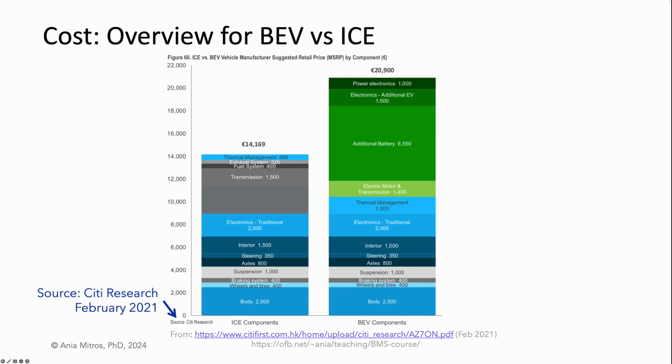In this series of lectures, we've looked at information from scientific papers, from commercial data sheets, and now we're looking at a business analysis. This figure is an overview of total vehicle cost for an ICE, internal combustion engine, car on the left, and a BEV, battery electric vehicle, on the right.